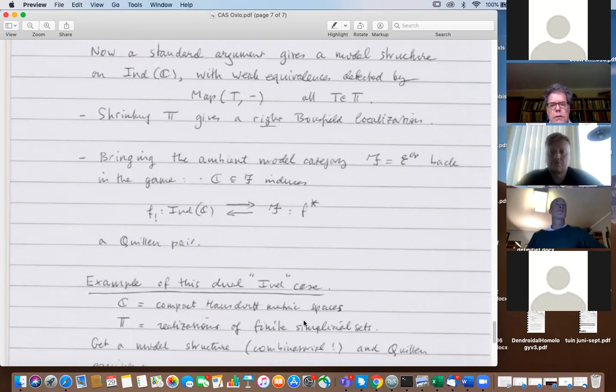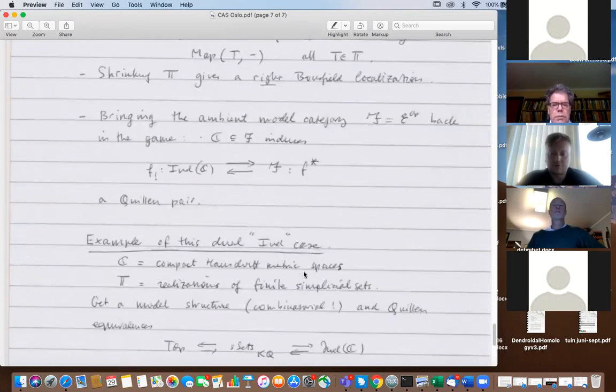So you could take the category of compact Hausdorff metric spaces, or some small category that possesses finite colimits and has cotensors by simplicial sets, and I take as my test objects realizations of finite simplicial sets. They're of course inside this category C. And you get a model structure on Ind C. Now there isn't an ambient model category immediately because these are not, well, I don't know what to say, but anyway, it is still Quillen equivalent to topological spaces because it can be directly related by a zigzag of Quillen pairs from simplicial sets.